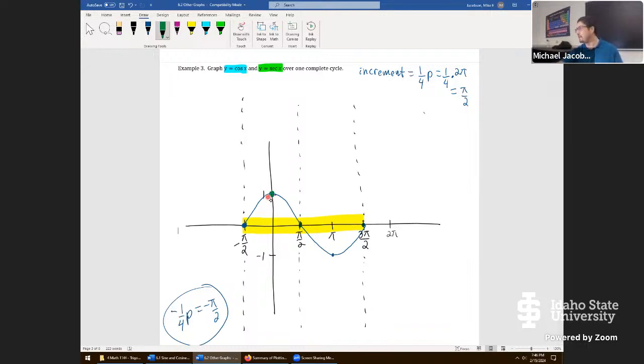If we calculate, say, secant at 0, we need to recall secant is 1 over cosine. So it's 1 over cosine at 0. Cosine at 0 is 1, so it's 1 over 1, which means it's 1 exactly. So we match here. By the same exact token, we match here at pi, negative 1. Then the rest of the curve goes like this.